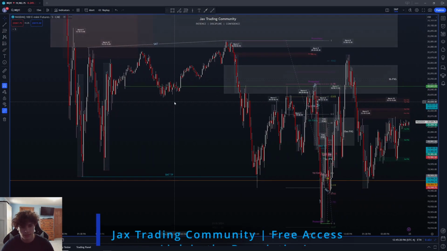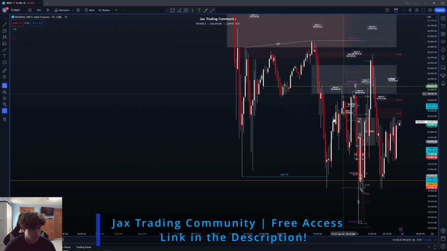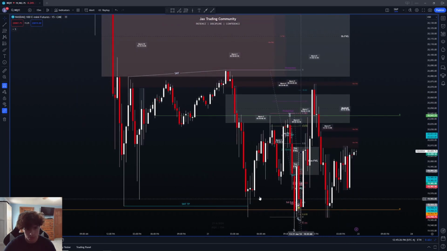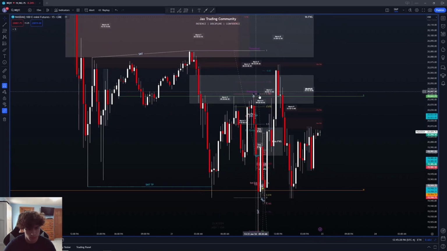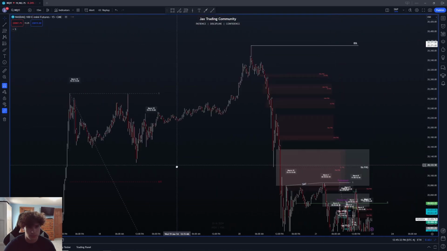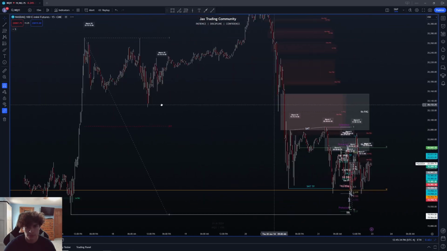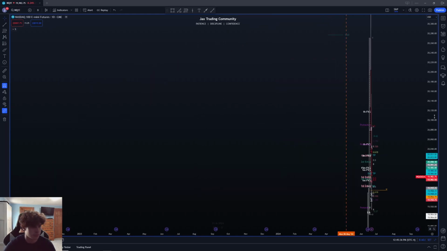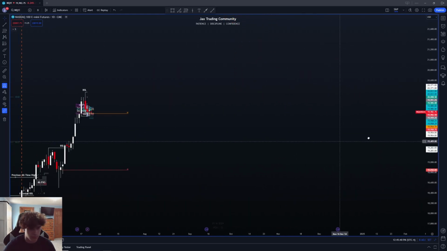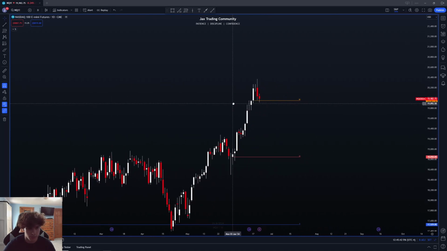So, looking at the 15-minute chart, I have some annotations here. I'm not going to get rid of them just because we're going to see how I charted it while I was trading. So first, if I go to the daily here, all right, I'm going to take off these annotations real quick.